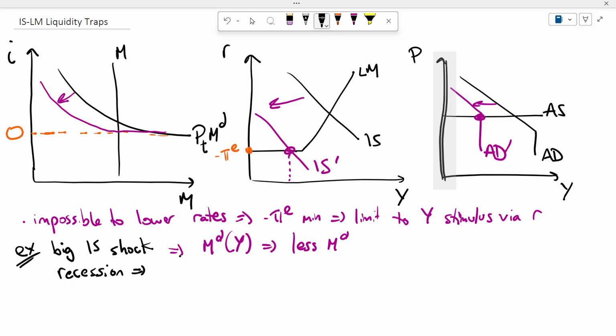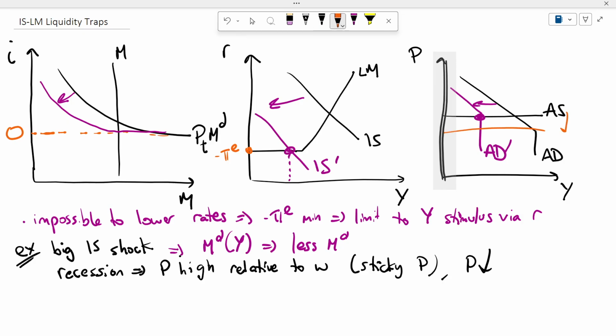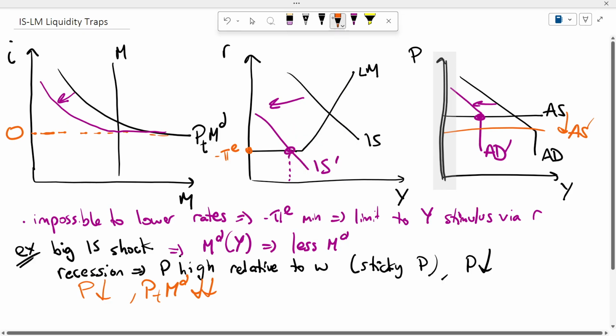And in the recession, that means that the price is high relative to the real wage. That's my sticky price assumption. And so what happens is that prices start to fall through competition, right? And so the prices start to fall. That's the aggregate supply curve coming down. And the price falling means that the PTMD curve is going to fall even further.